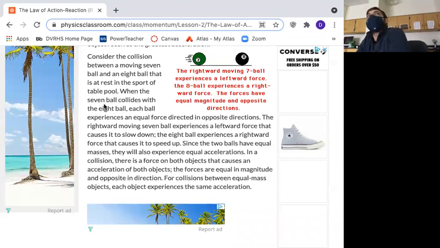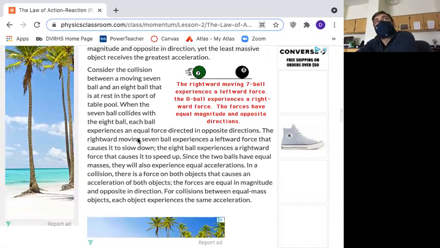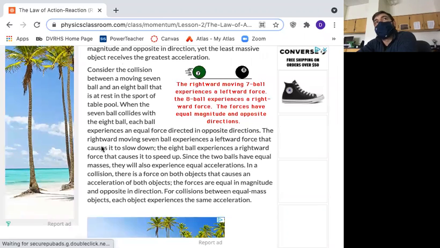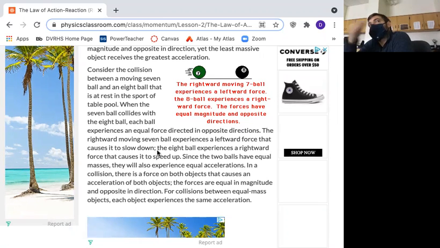Consider a collision between a moving 7-ball and an 8-ball that is at rest in the sport of table pool. When the 7-ball collides with the 8-ball, each ball experiences an equal force directed in opposite directions. The rightward moving 7-ball experiences a leftward force that causes it to slow down. The 8-ball experiences a rightward force that causes it to speed up.